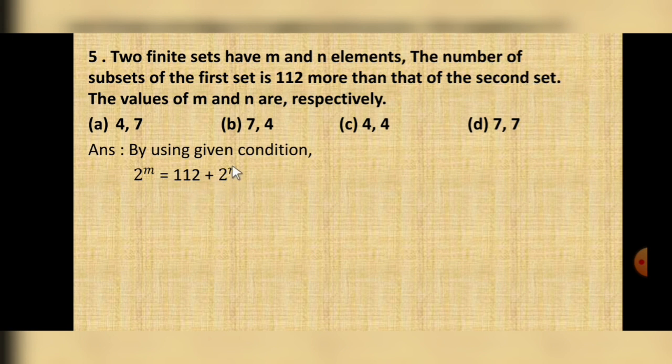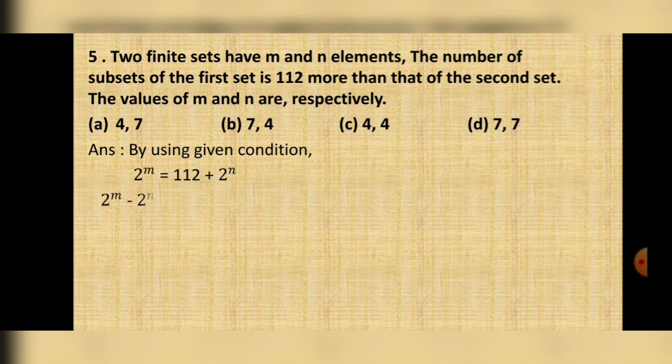The number of subsets of the second set is 2 raised to n. But here, the 112 added gives the total number of subsets of the first set. The first set has 112 more subsets than the second set. So write this given condition in this form: 2 raised to m equals 112 plus 2 raised to n. Now, using this condition, we can find the values of m and n.